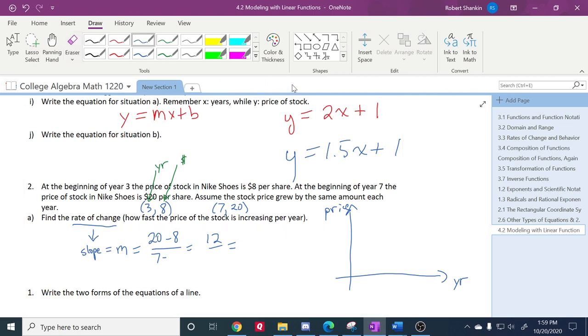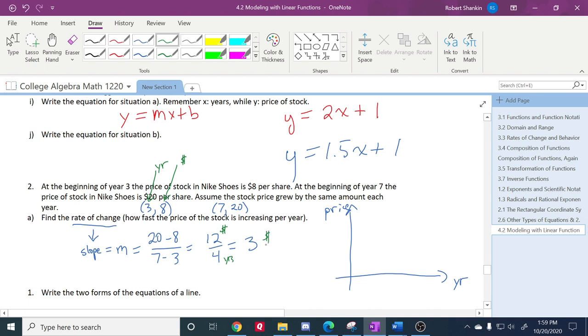It's like my mind was working ahead. 7 minus 3 and 4, I mix these two up. So that's 3. Alright, so this is years in dollars. So on the top, this is dollars minus dollars. So it rose $12 in 4 years.